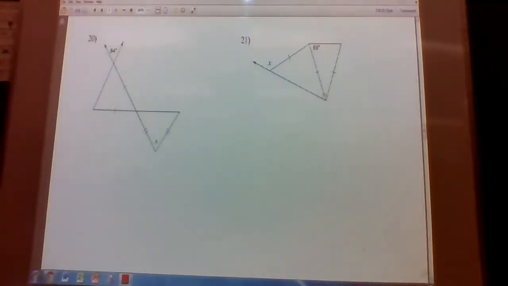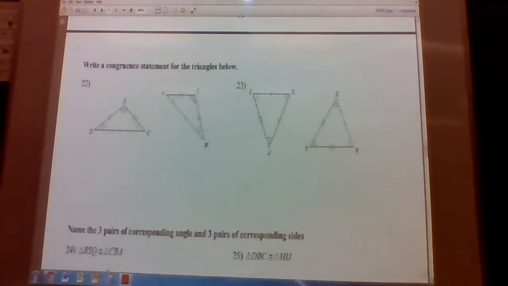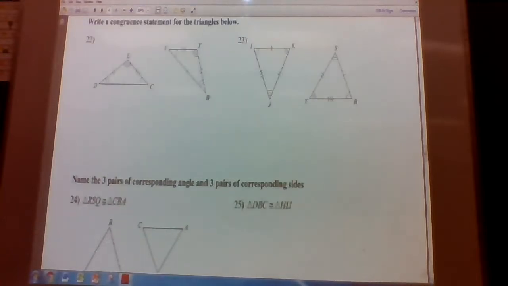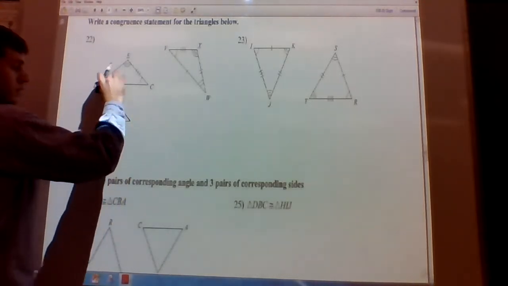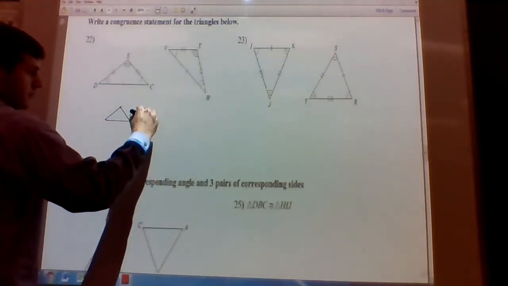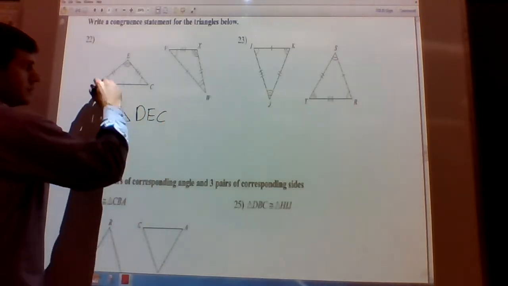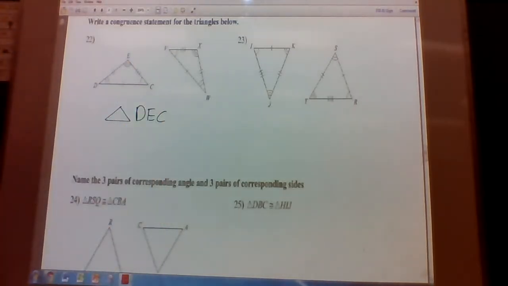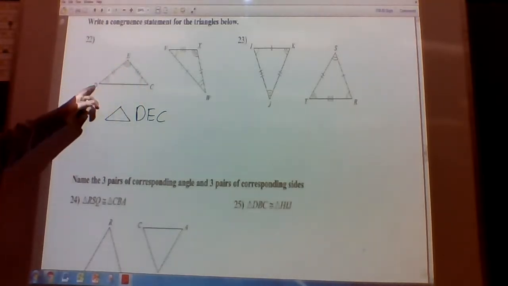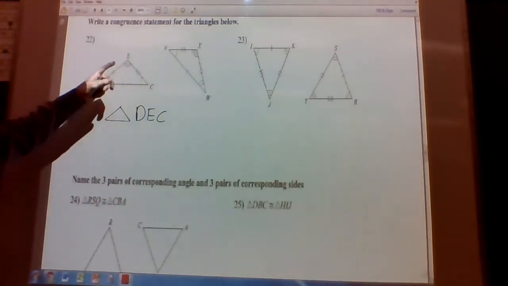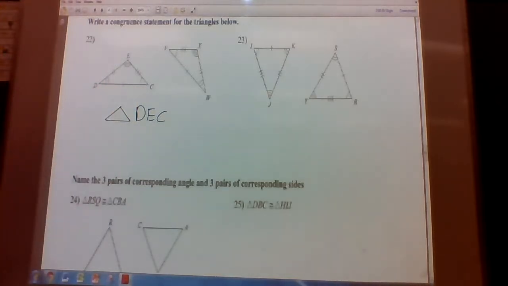So this is the 4th page. Okay, we want to write a statement of congruence. So we're going to name the first triangle. You can name it however you want. I just like going in the same order every time, DEC. You can name it DCE, CDE, CED, ECD, or EDC. So there's 6 possibilities for you to name. Any one of them will work.